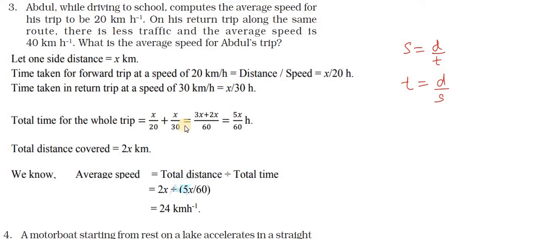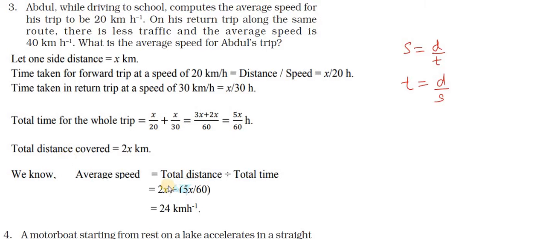If we simplify this, you can take the LCM and simplify. You will get 3x plus 2x divided by 60. So 3x plus 2x is 5x by 60. Therefore the total distance covered is 2x kilometers.